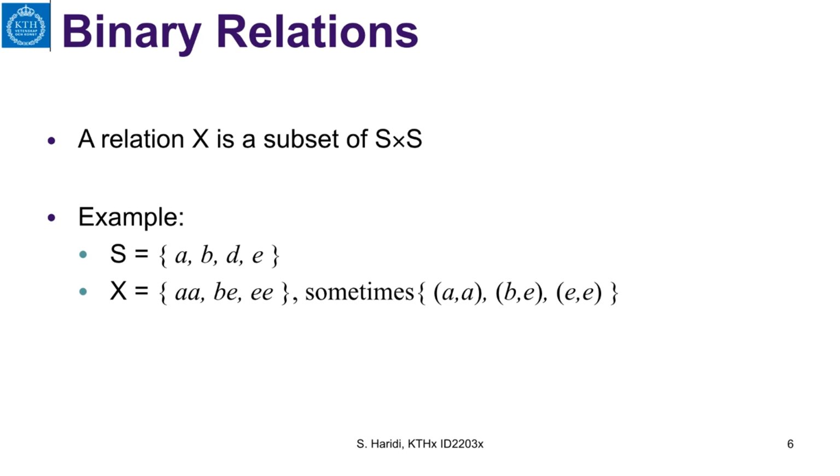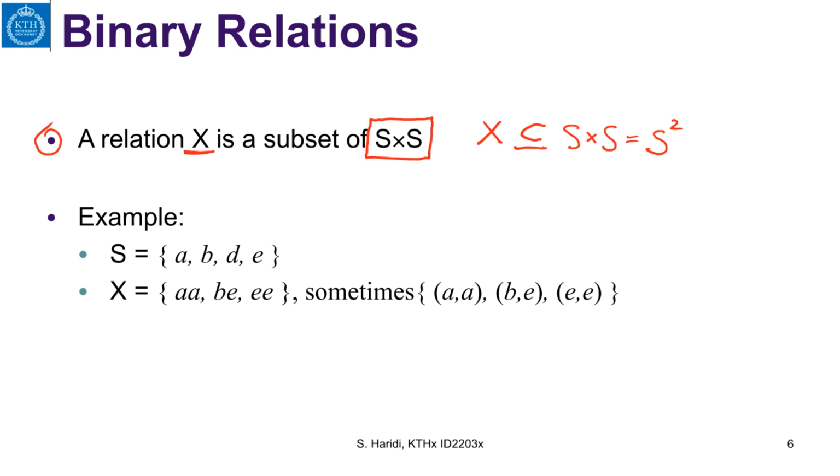So let us look at binary relations on a single set. So a relation X in general is always a subset of the Cartesian product of the set with itself. Which would mean a relation X itself is a subset of S times S, and this actually can also be written S squared sometimes.